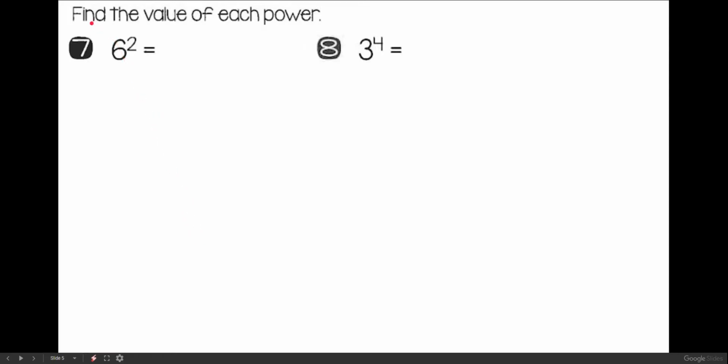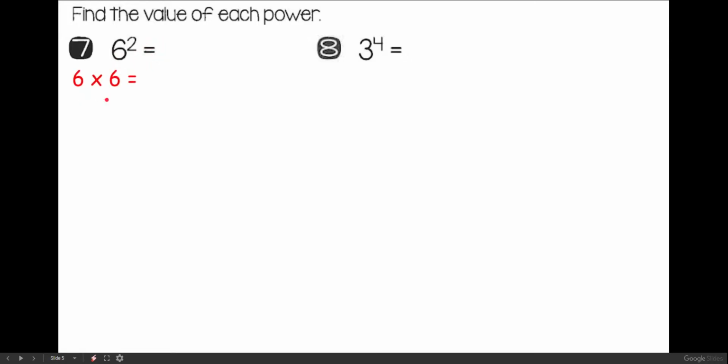Let's look at number 7. Find the value of each power. So 6 to the second power. Sometimes when you see these powers, like 2 and 3, they have special names. Sometimes teachers will say, oh, this is 6 square. So whenever you see a 2, the special name for the power of 2 is square. Anyhow, what is 6 to the power of 2 or 6 square?